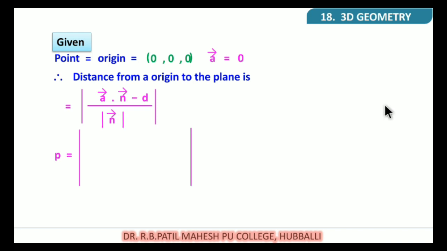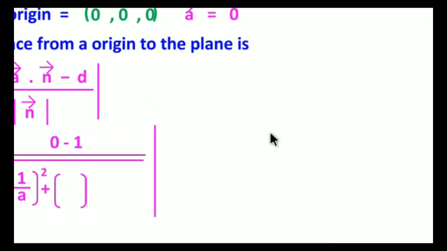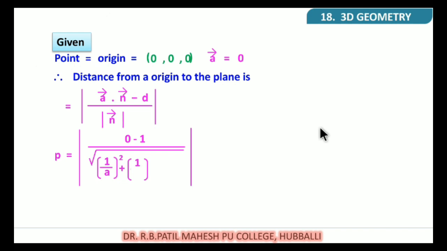The perpendicular distance will be p. So p is equal to a dot n vector, and here the a vector is already the zero vector. Therefore zero vector into n vector will again be 0, minus d, which we have taken as 1. So 0 minus 1 in the numerator, divided by the square root of 1 by a whole square plus 1 by b whole square plus 1 by c whole square.